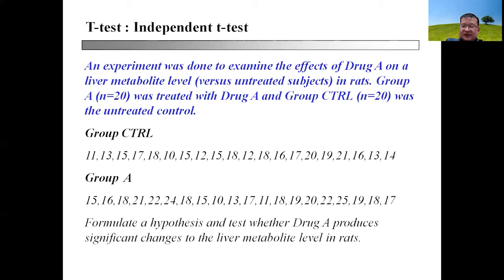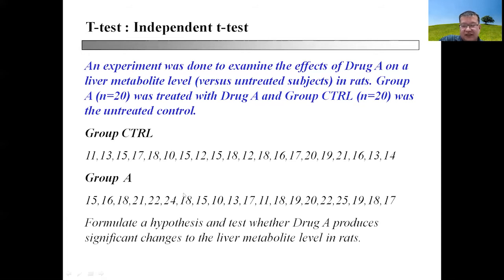Recall that this model is different from our earlier paired t-test model, whereby we are using the same subject for the before reading and after reading. In this case, in the independent t-test, you do know that whatever is happening in group A animals will not affect the control animals, and therefore the independent t-test is indicated for this particular analytical model. So the values for group control and group A are depicted respectively here on the slides.